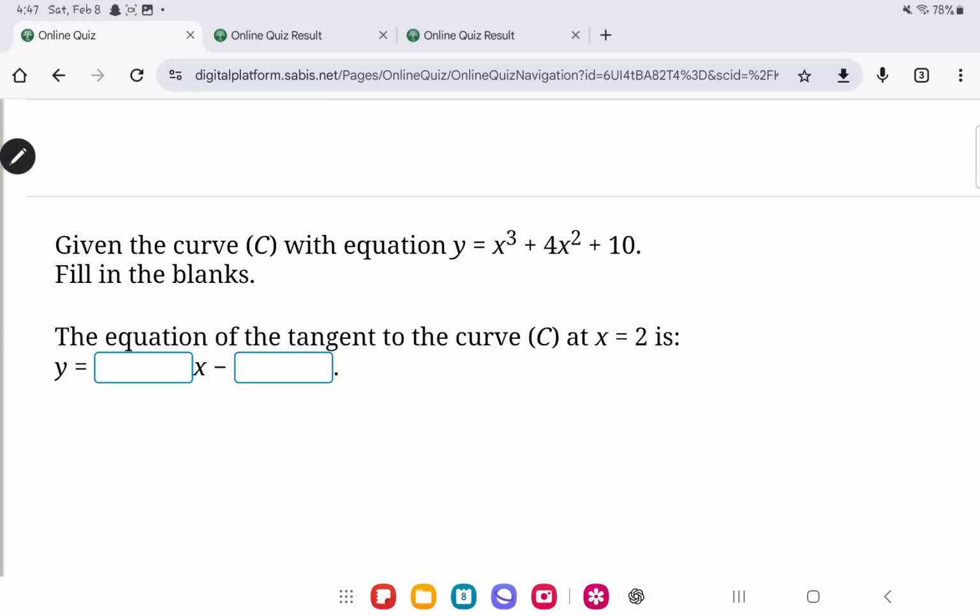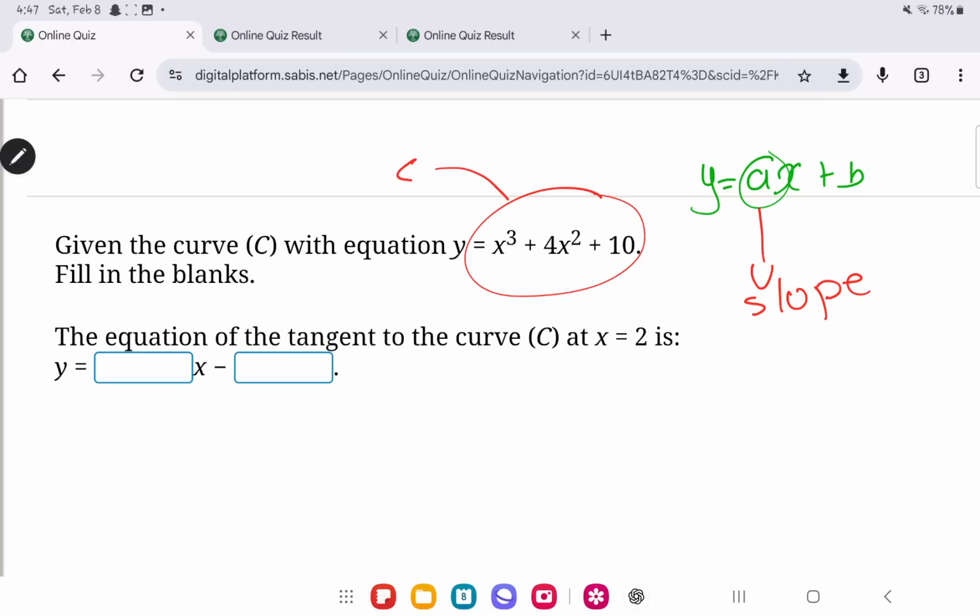We know that the equation of a tangent is y is equal to ax plus b. A is the slope. So to find the slope, we just need to find the derivative. First find the derivative. You're going to get 3x to the power of 2 plus 8x. Now you substitute 2, so it's 3 times 2 squared, which is 12, plus 8 times 2, which is 16, and 12 plus 16 is 28. So we have the value of a, which is 28.